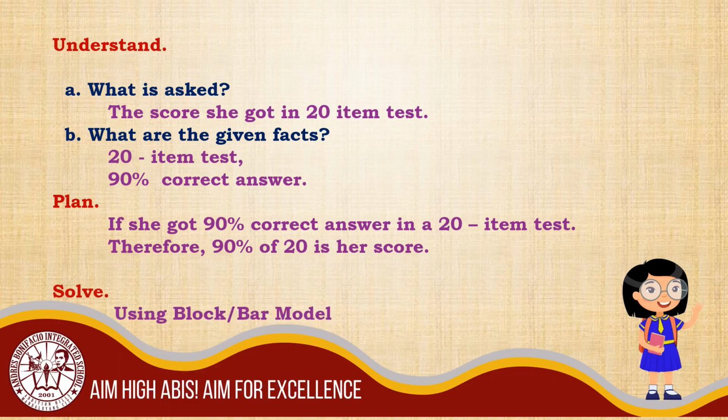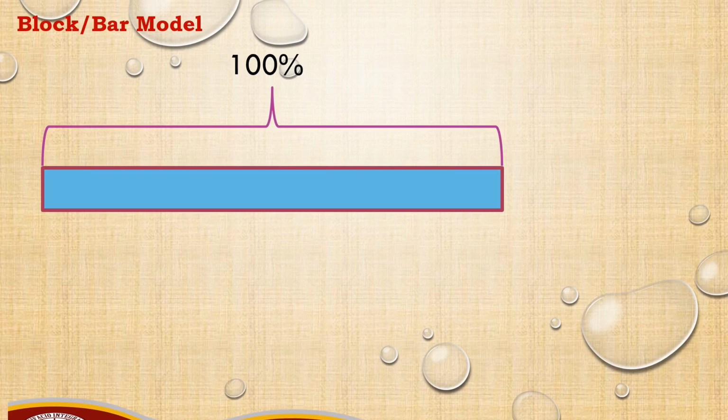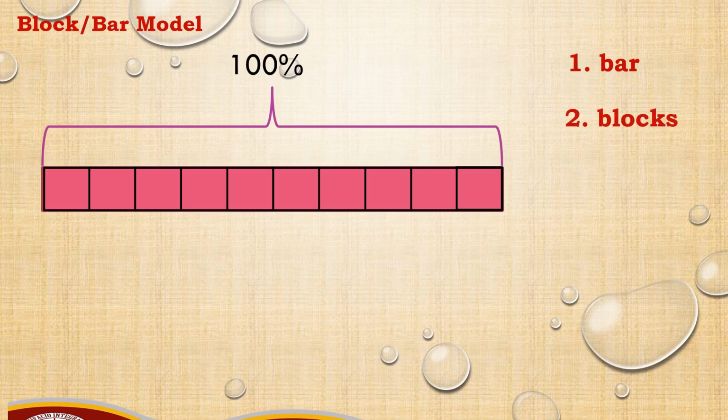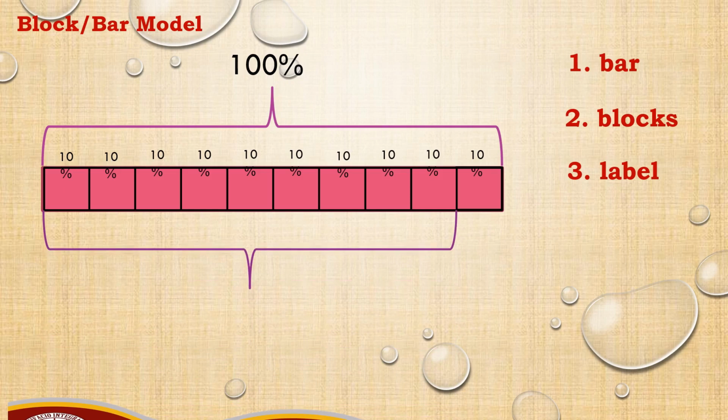Then solve. Using block model, or bar model. What is being represented by 100%? Tama! Bar! Ngayon mga bata, ilang blocks ang pagkakahati-hati ng isang bar? Tama! 10 blocks. Kung ang 10 blocks ay may katumbas ng 100%, ilang percent mayroon sa isang block? Tama! 10%. Magaling! Ngayon mga bata, ilang percent ang tamang sagot na nakuha ni Kim? Tama! 90%. Ilang percent naman ang nakuhang mali ni Kim? Mahusay, 10%.